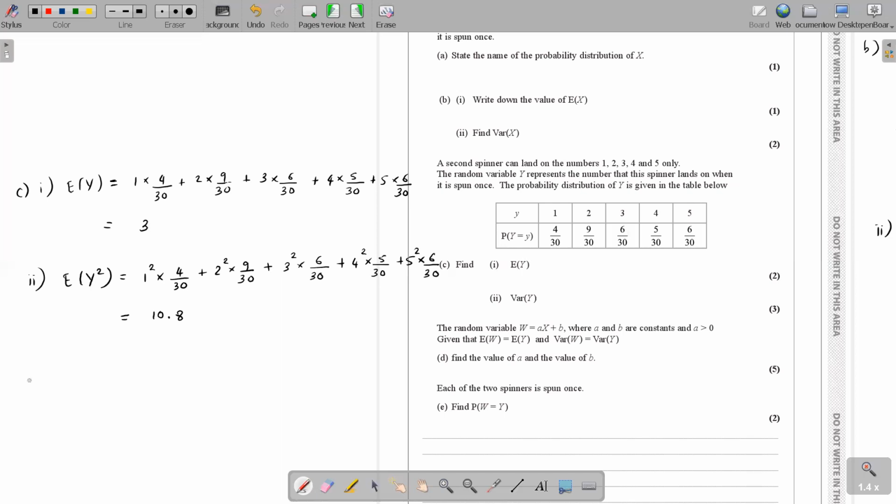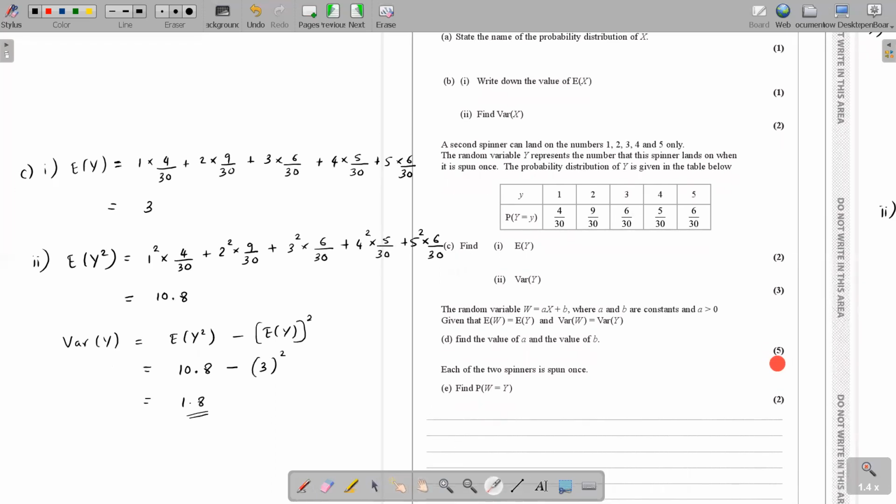10.8, but this is not what we want. We need to find variance Y. So variance Y will be E(Y²) minus (E(Y)) whole thing squared. So what is E(Y²)? 10.8. Minus E(Y), which is 3, squared, which is 9. So 10.8 minus 9 is 1.8. Okay, so this game was not that bad. I think we have a 5-mark question coming up soon.